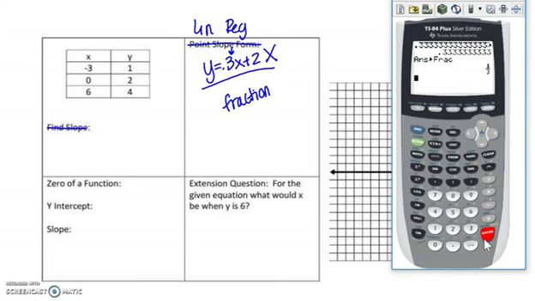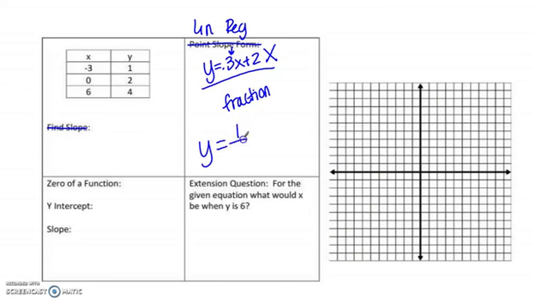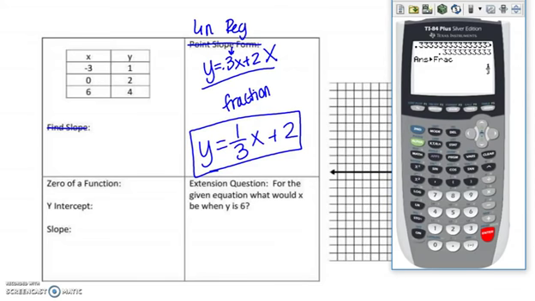So the correct answer is y equals 1/3 x plus 2. Now, I'm going to show you, if I only put 2 of them or 3 of them and hit math, enter, enter, it's not giving me the right answer. You have to put a whole bunch of them and then go from there. Okay? Perfect. That's my equation.